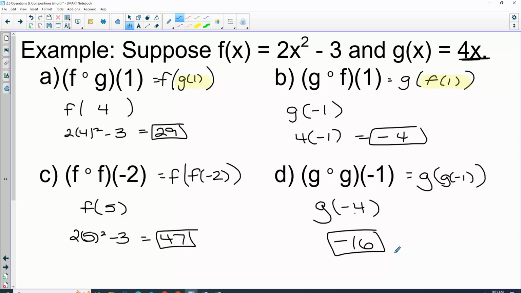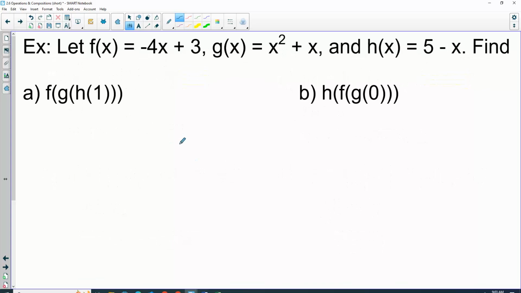You're not limited to only doing this with 2 functions. We could have 3, 4, as many as we wanted. So I want to do a couple where I have multiple functions here. This time I gave us f, g, and h. You just always start on the inside. So the very first thing I'm going to do is h of 1.